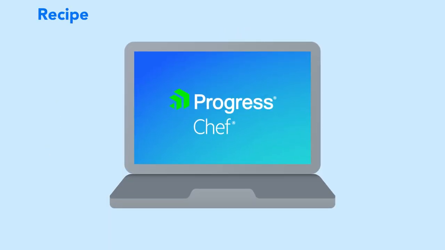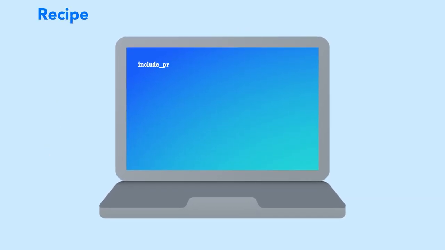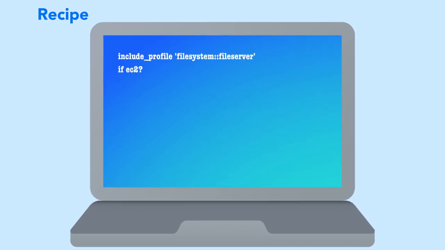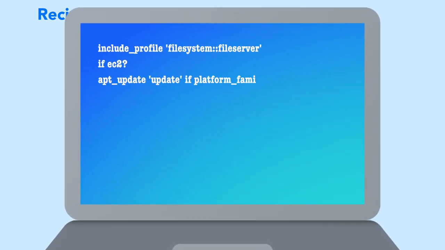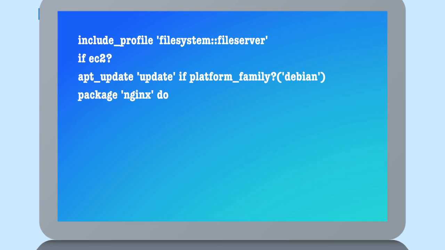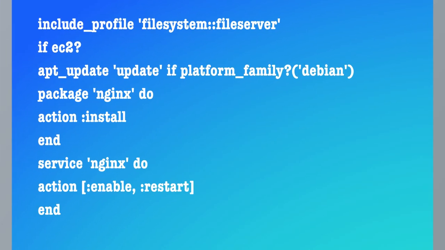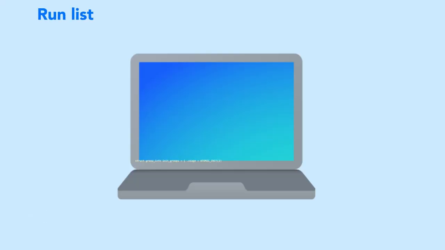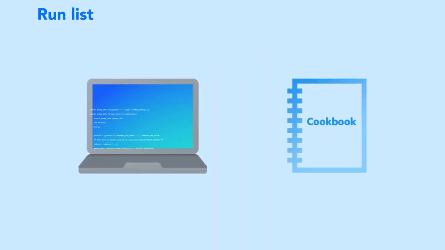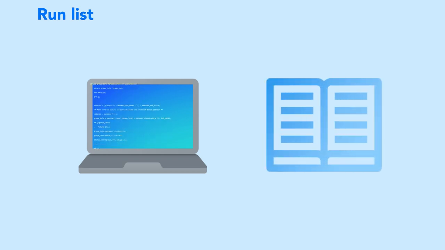Recipe. A recipe is a file containing instructions or resources to be executed. These recipes are included in cookbooks. For example, webserver.rb. Run list. A run list defines all the information necessary for Chef to configure a node into the desired state.